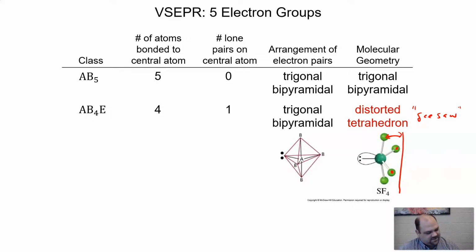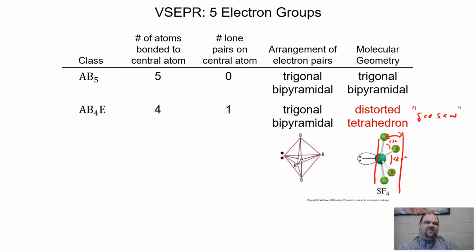If we think about what this lone pair does to bond angles, you can see that this is not a straight line, right? It's pushing those atoms in just a little bit. And so this angle is going to be ever so slightly less than 90 degrees, and this angle is going to be a little bit less than 120 degrees, right? Because we have that lone pair.